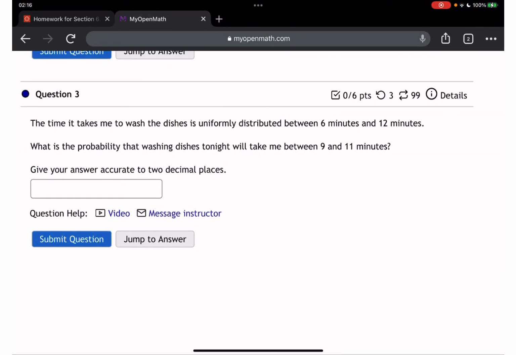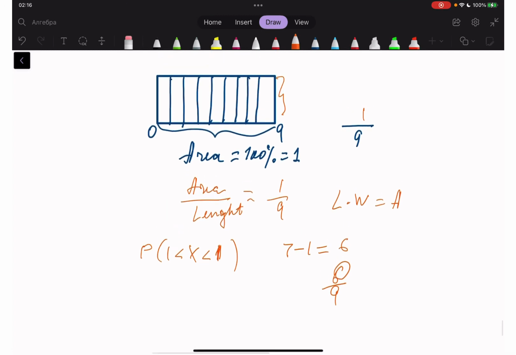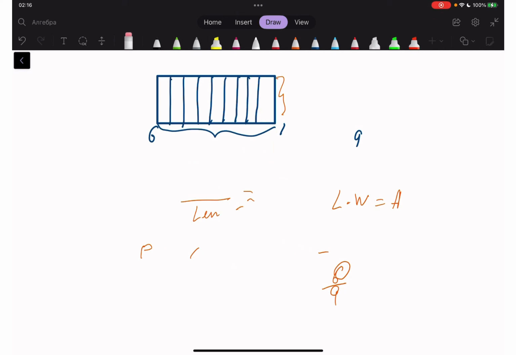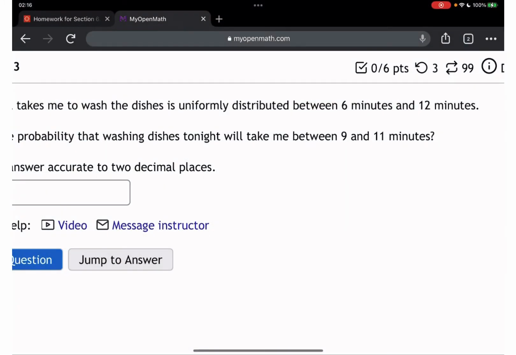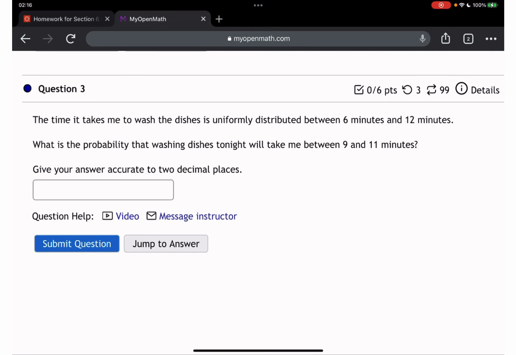The time it takes me to wash the dishes is uniformly distributed between 6 and 12. Okay, so instead of 0 and 9, we are getting 6 and 12. Let me clean all this, we don't need it anymore. So 6 and 12, which makes the total length 6, right? 12 minus 6. What's the probability that washing the dishes tonight will take between 9 and 11? Okay, so 11 minus 9 is 2, and we divide 2 by 6.